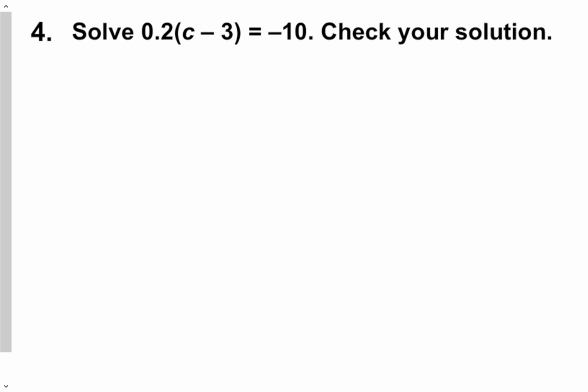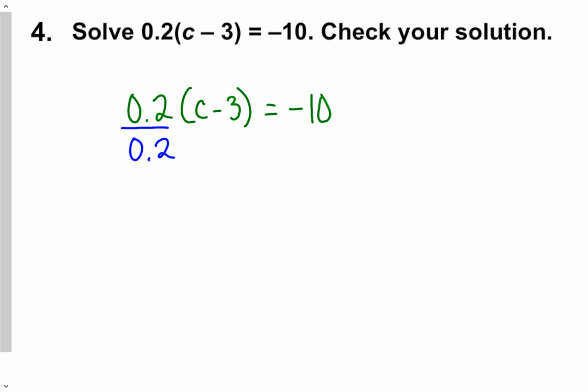We have now our coefficients are going to be decimals. And decimals you can just kind of treat just the same as you would with integers. It's being multiplied by 0.2. So what we're going to do is we're going to divide by 0.2 on both sides of the equation. Okay, so what we're going to be left with on the left side is c minus 3. And then negative 10 divided by 0.2 is going to equal negative 50.